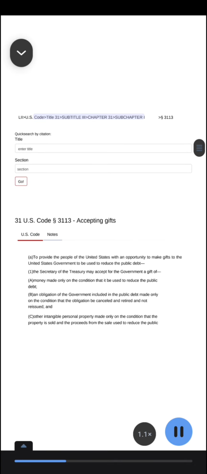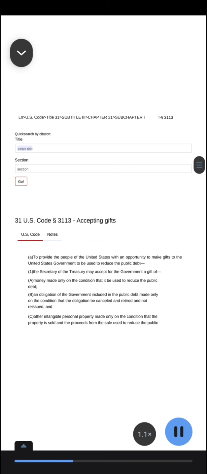U.S. Code Notes. U.S. Code, Title 31, Subtitle 3, Chapter 31, Subchapter I. To provide the people of the United States with an opportunity to make gifts to the United States government to be used to reduce the public debt. 1. The Secretary of the Treasury may accept for the government a gift of: A. Money made only on the condition that it be used to reduce the public debt. B. An obligation of the government included in the public debt made only on the condition that the obligation be cancelled and retired and not reissued, and C. Other intangible personal property made only on the condition that the property is sold and the proceeds from the sale used to reduce the public debt.